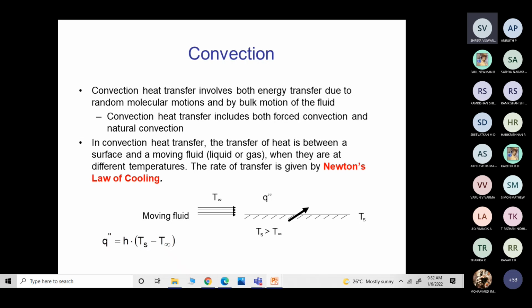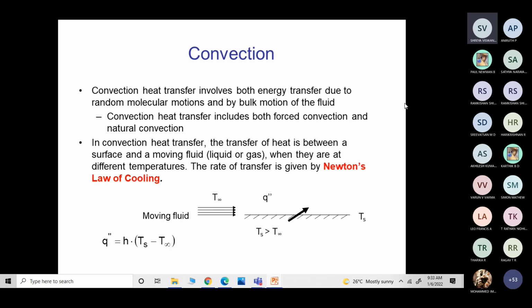At the fin, up to the tip you will have conduction, and at the tip you will have the fluid motion, which is nothing but advection. So a combination of conduction and advection is nothing but convection. The energy is transferred due to random molecular motions and by bulk motion of the fluid.